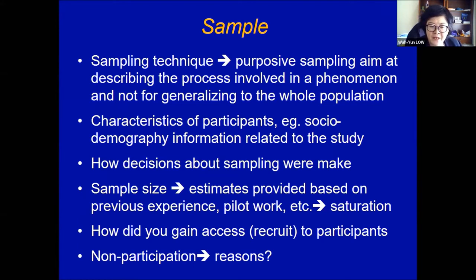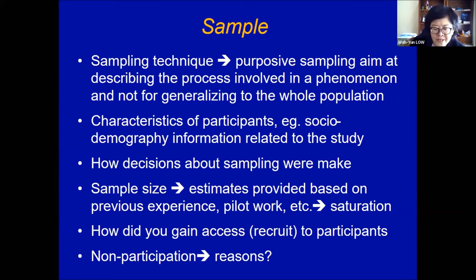Characteristics of the participants: you do need to know this sociodemographic information. For instance, do you have any inclusion, exclusion criteria of the participants who will be involved in your study, and how decisions are made as far as the sampling is concerned. Your sample size here, it's not so much calculation, as Professor Colin has mentioned in his paper on the quantitative research paper, where you do need to calculate your sample size, very important, and there is software available that can actually calculate your sample size.